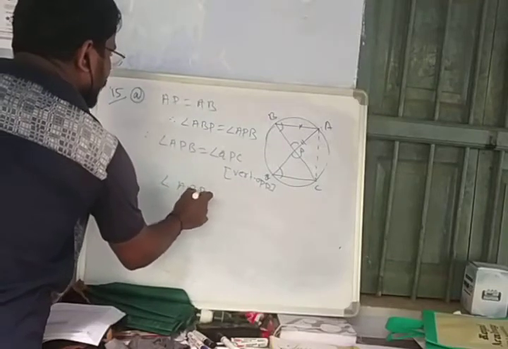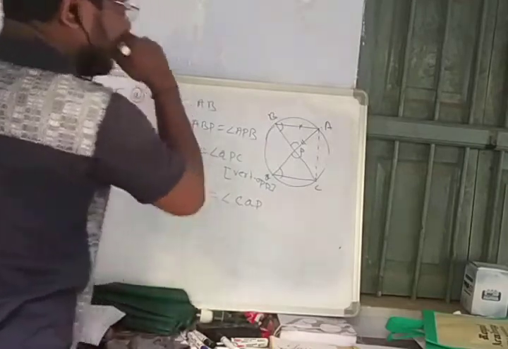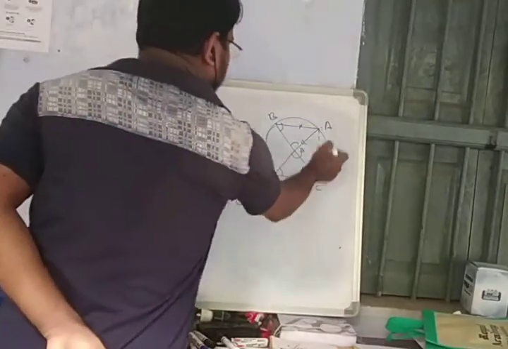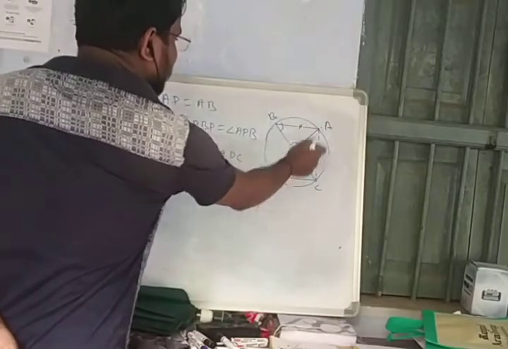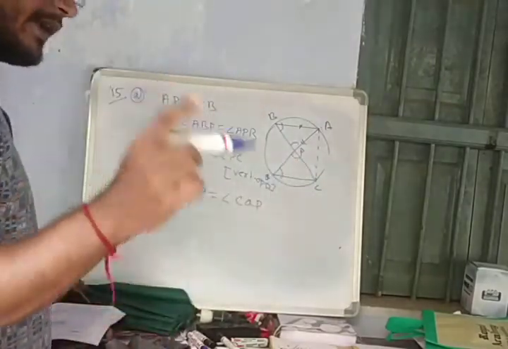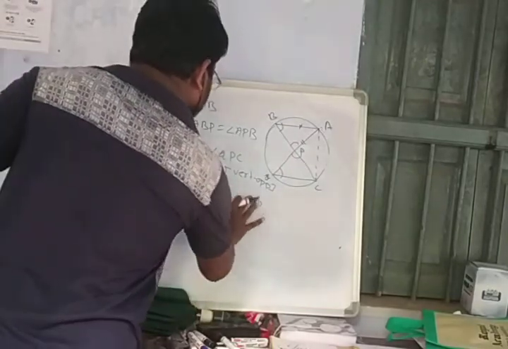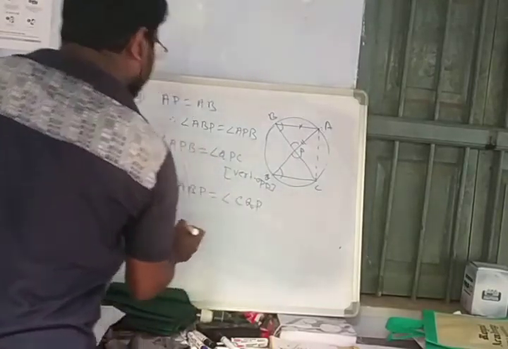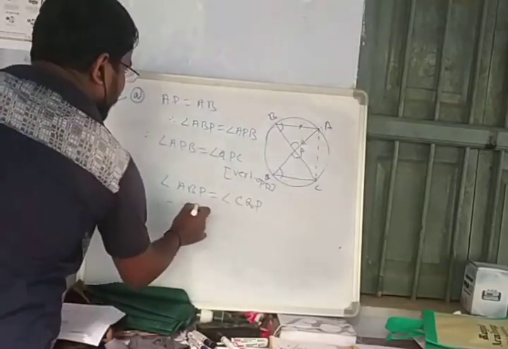ABP equals CQP. Why? Angles in the same segment. See the same arc AC, which makes angles ABC and AQC. Both angles will be equal, CQP. Therefore, we can say that these two angles are equal.